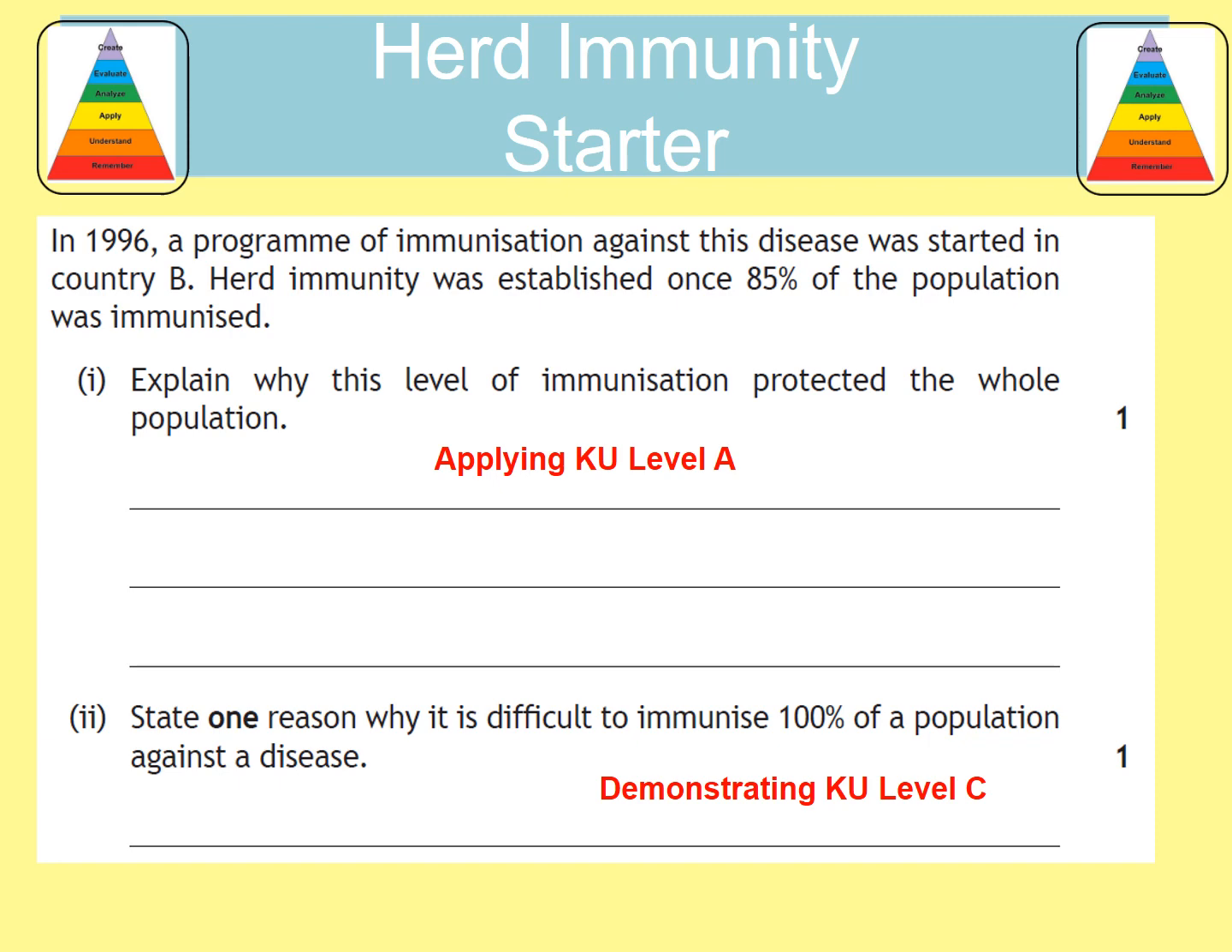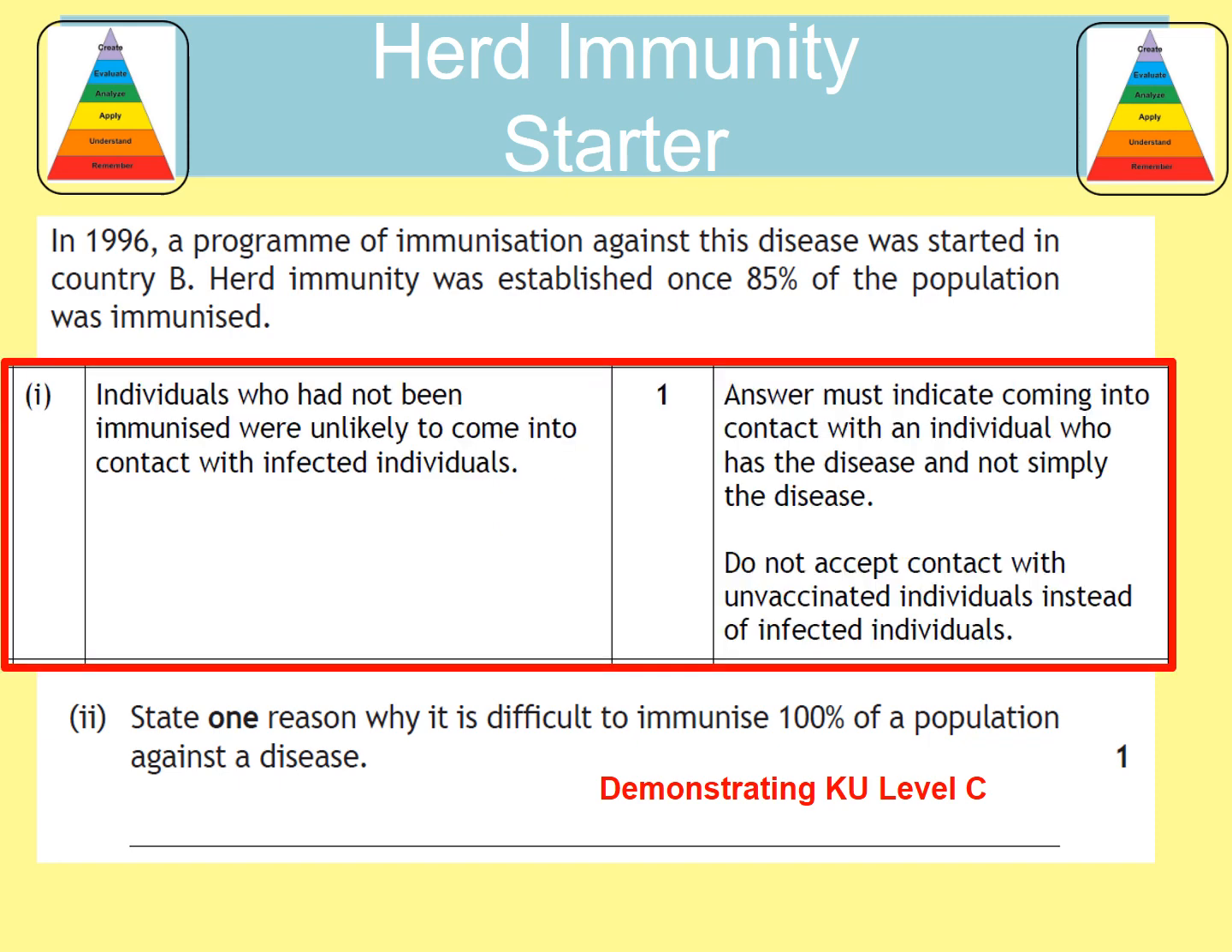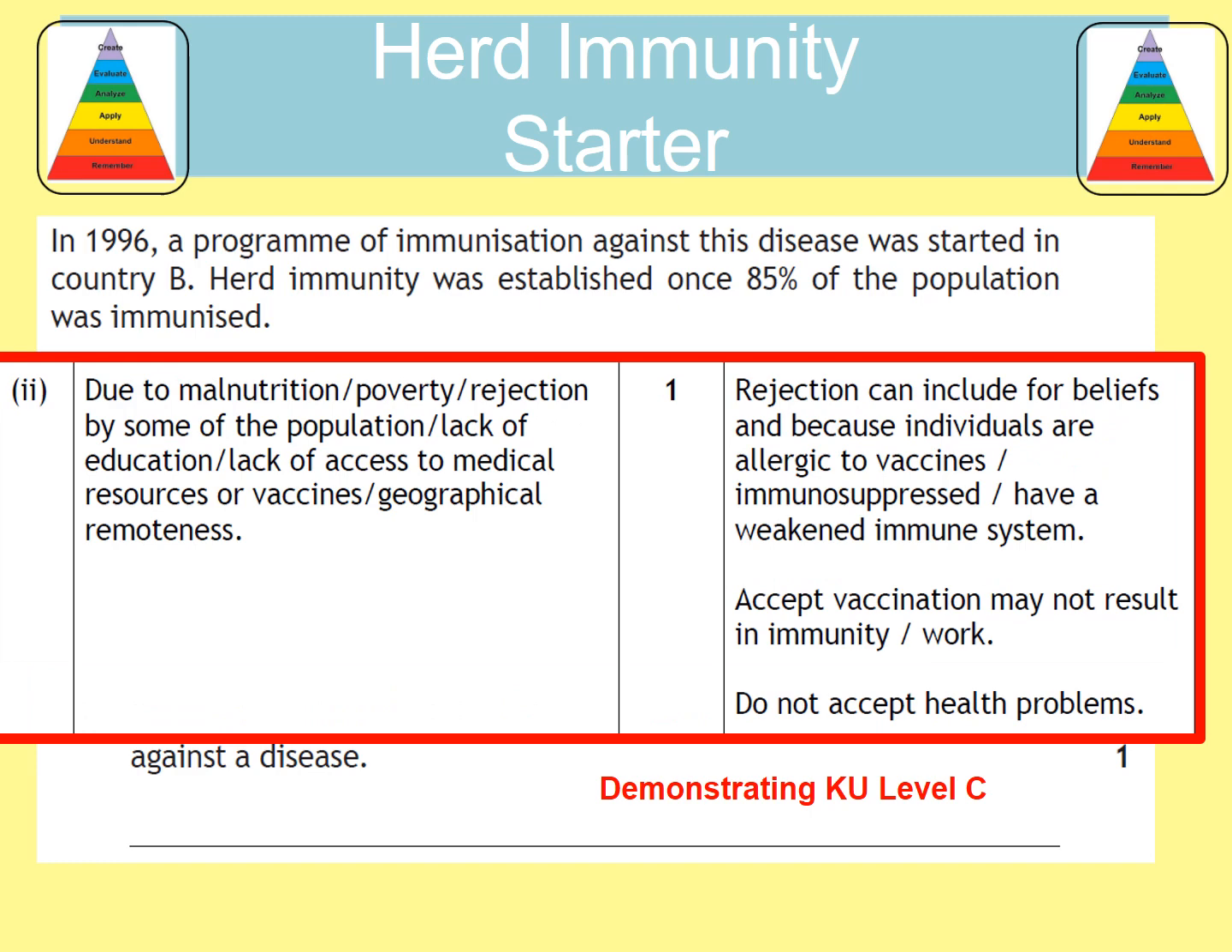Explain why this level of immunisation protected the whole population. We're looking at individuals that had not been immunised, were unlikely to come into contact with infected individuals, basically the principle behind herd immunity. One reason why it's difficult to immunise 100% of a population: malnutrition, poverty, rejection by some of the population, lack of education, lack of access to the medical resources or vaccines, or geographical remoteness.